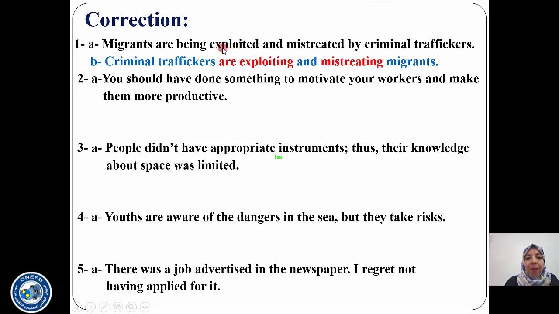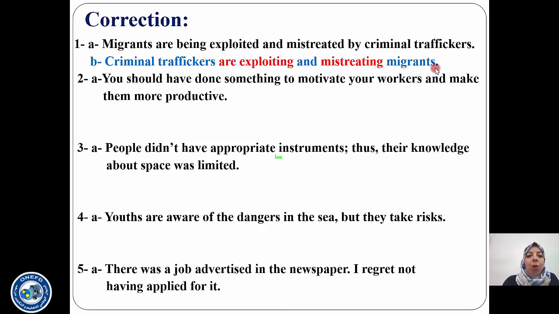In the first sentence, you have a past participle followed by another past participle. See, are being exploited and mistreated. And since we have turned the sentence into active voice, we no longer need a past participle. We use the present continuous in this form, the auxiliary to be plus a present participle. So the other one also should be a present participle: are exploiting and mistreating migrants. So you have to make all these changes.